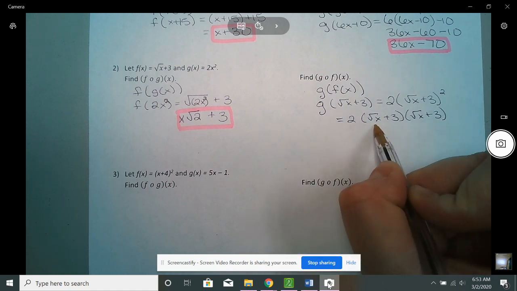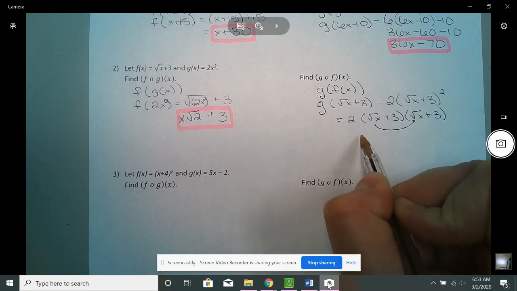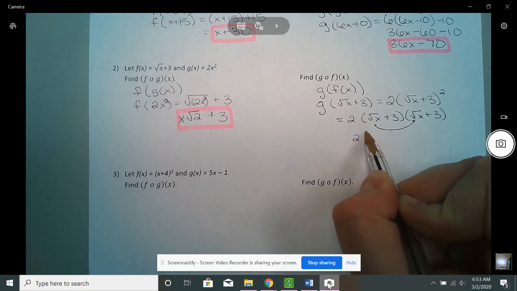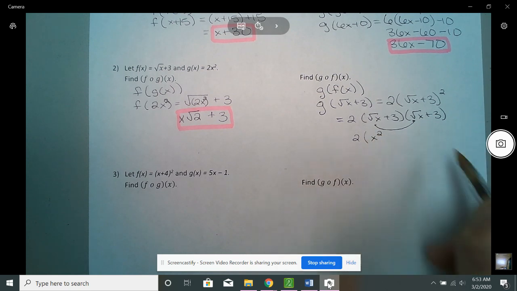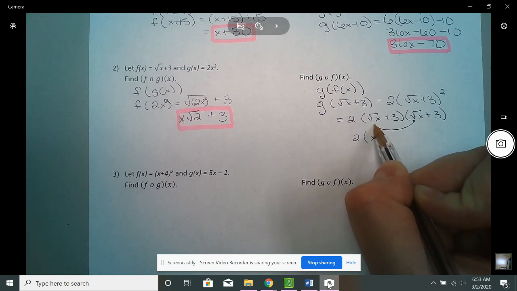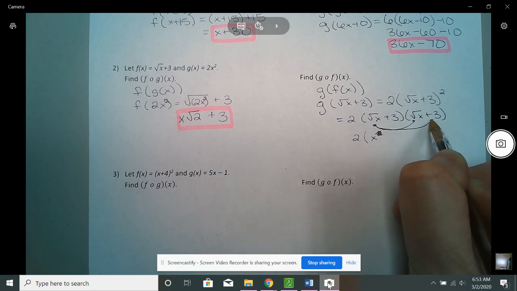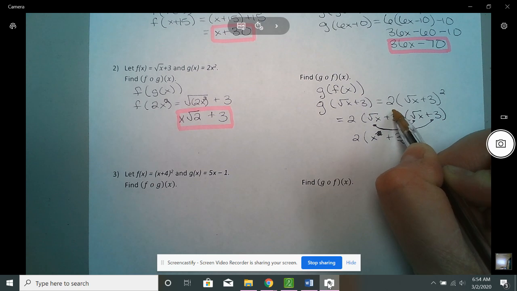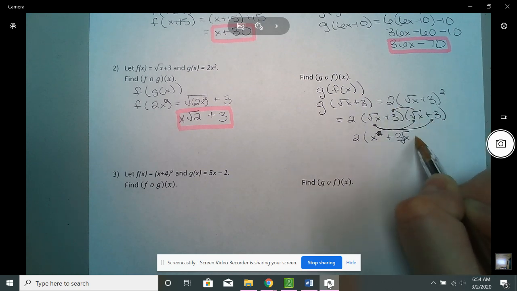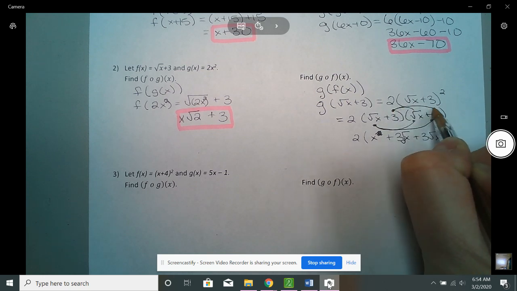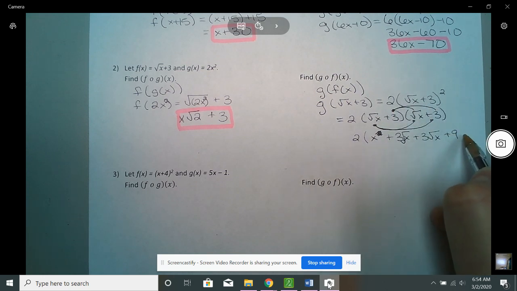I'll start with the square root of x times the square root of x. The square root of x times the square root of x is x squared, which is just x. Second, the square root of x times 3 is 3 square root of x. Now I'll distribute the 3. 3 times the square root of x is 3 square root of x. And 3 times 3 is 9.